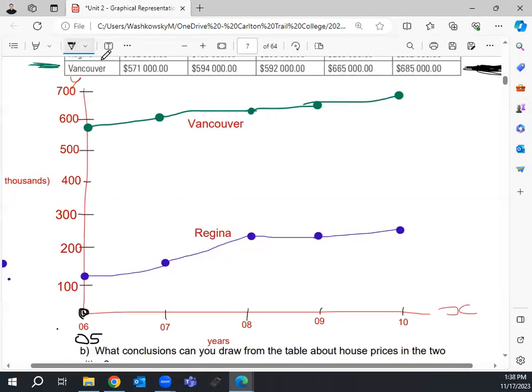The one thing I will also say is you're going to notice I have put some labels beside each line. It's important to know not just by color, but also that that's my Vancouver line and that's my Regina line. It's helpful to put labels beside.